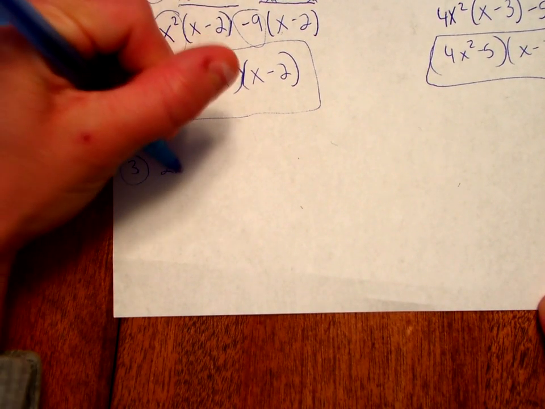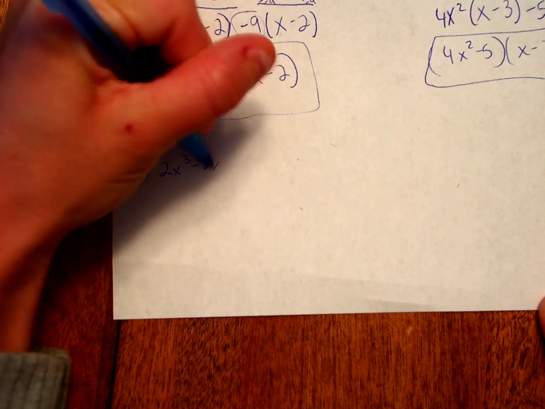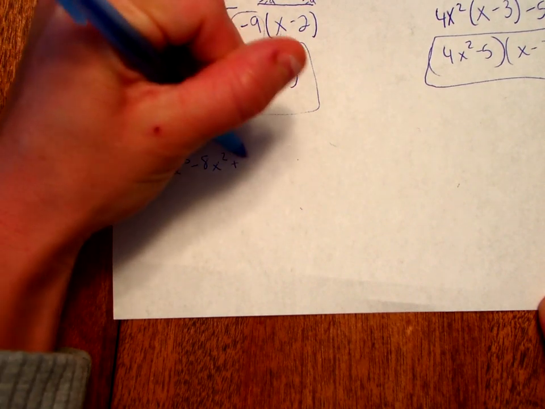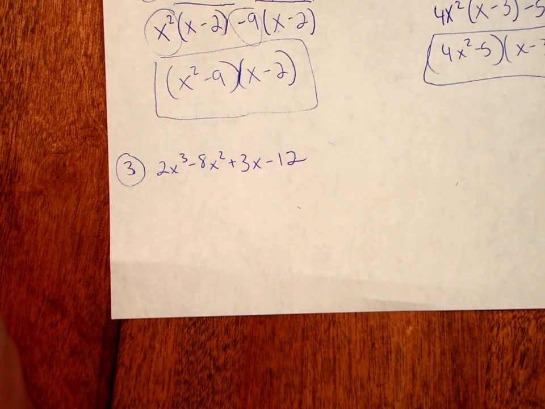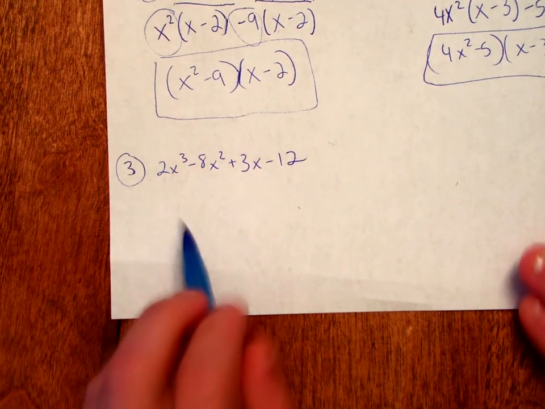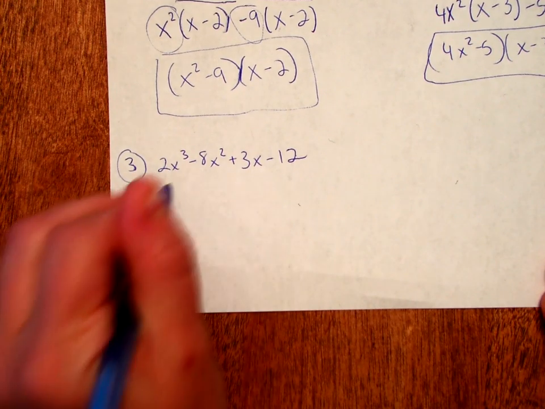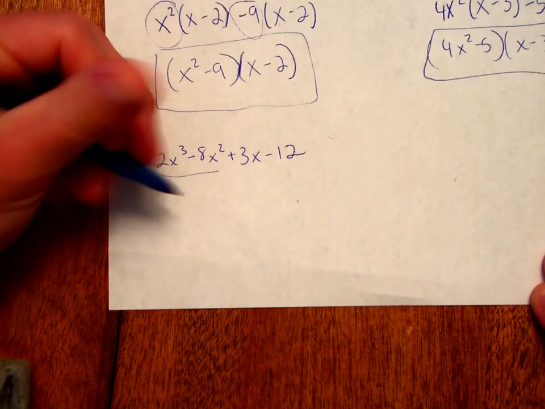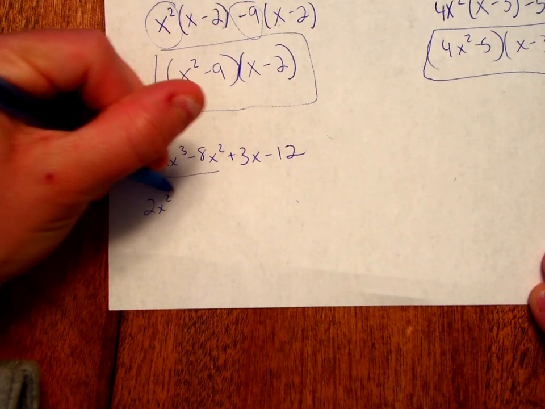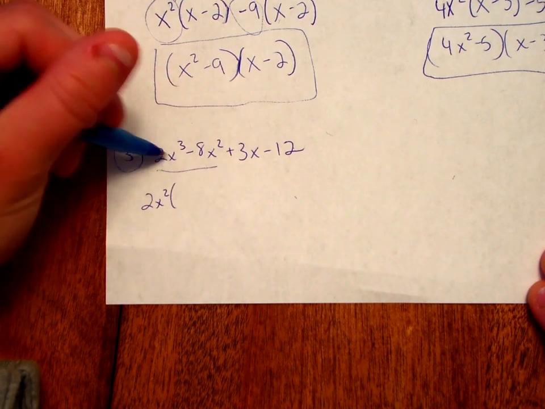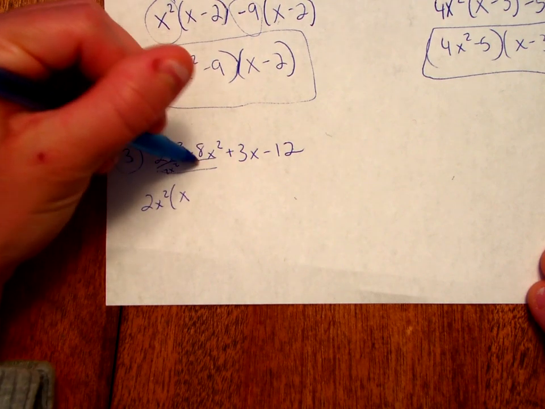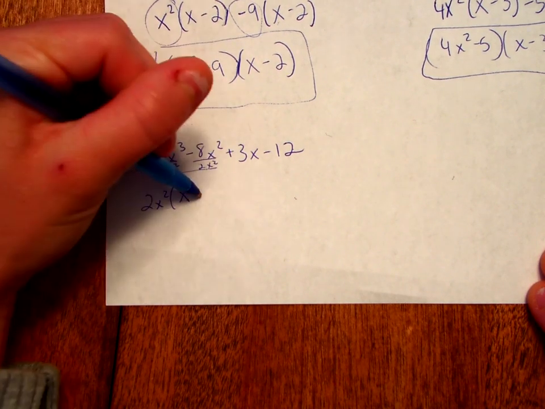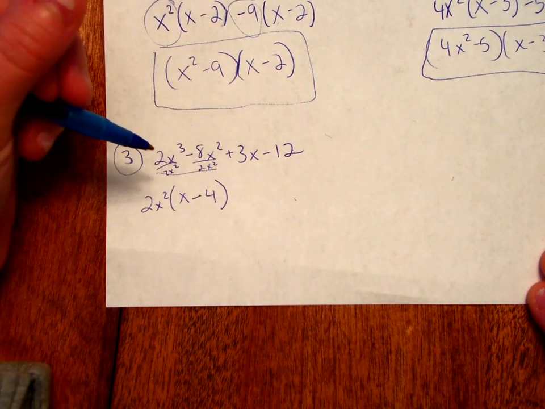So we have 2x cubed minus 8x squared plus 3x minus 12. Excuse my allergies. Okay, so I'm going to figure out what the GCF is between these two. And I believe it is 2x squared. And when I take a 2x squared out of here, I'm left with x. When I take a 2x squared out of here, I'm left with minus 4.